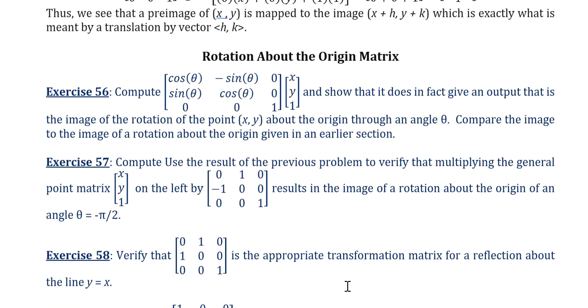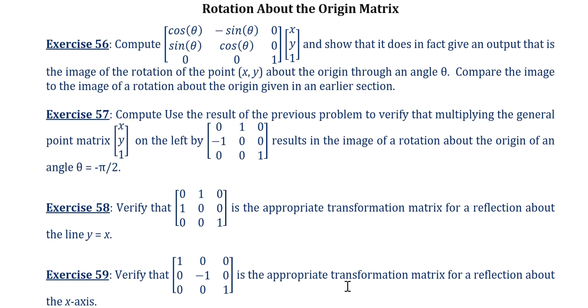Okay, so I'm going to actually leave these as exercises for my students and for you as well. A couple of these you can verify. Verify that if you multiply this matrix by this, you're going to get output that is the image of this point (x, y) about the origin rotated through an angle of theta.